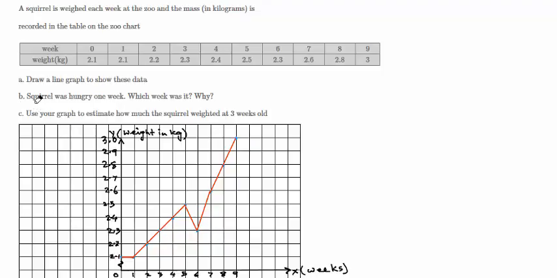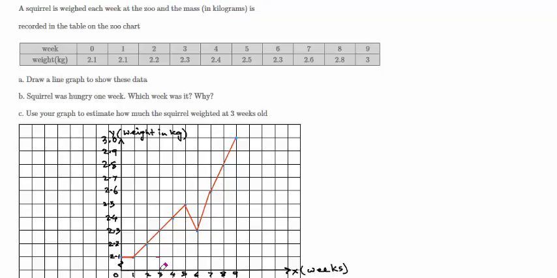Now let's look at part B. The squirrel was hungry one week. Which week was it? Why? If you look at week 5, the weight was 2.5. But in week 6, the weight falls down to 2.3 kgs, and therefore we could assume the squirrel was hungry during week 6, because the line graph tells us that its weight has fallen, which means it mustn't have eaten enough.